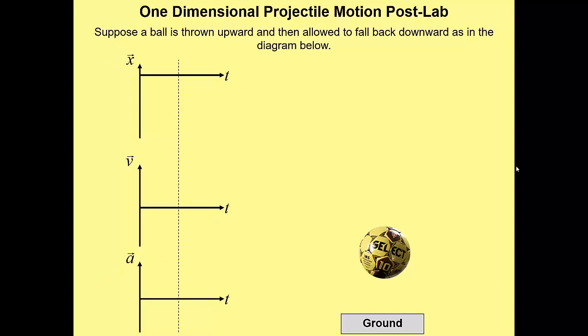Now, in order to go with your Pivot, I am going to call the highest point 0. The highest point it reaches is 0, okay? And everything below that, negatives. So that's why our position time graph is going to be in the 4th quadrant with negative positions.